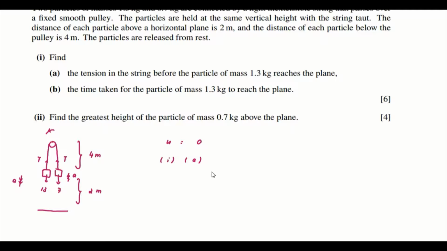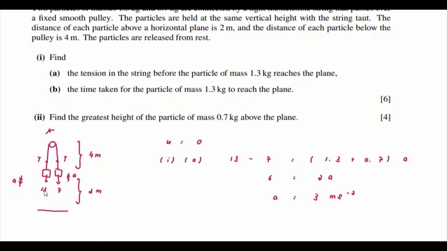I think we can try to do a combined system, to make yourself get used to it. We know that the whole system will move to this side. So the net force will be equal to 13 minus 7. Remember, in a combined system, no more tension because they balance off with each other. Then it equals the total mass 1.3 kg plus 0.7 kg, multiplied by a. From here I can get 6 equal to 2a, so I will have a equal to 3 meters per second squared.